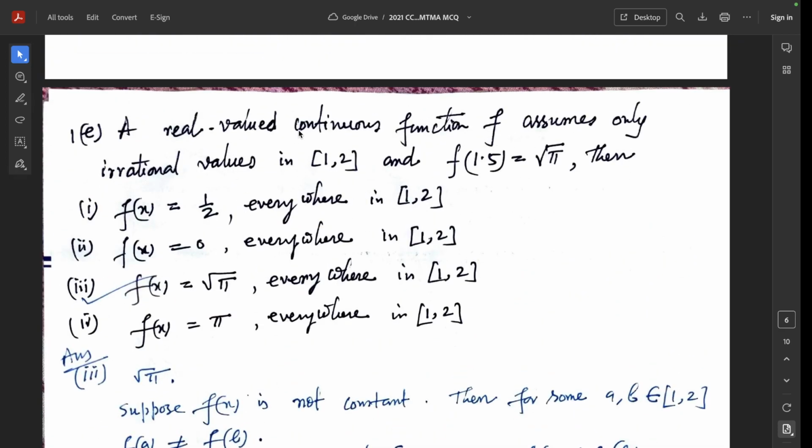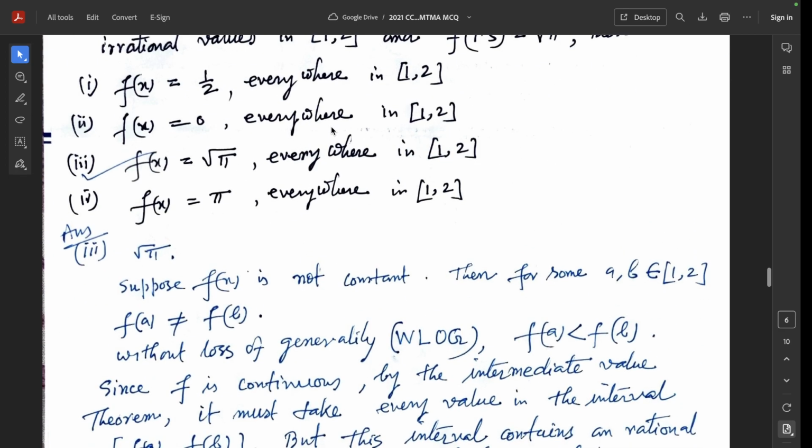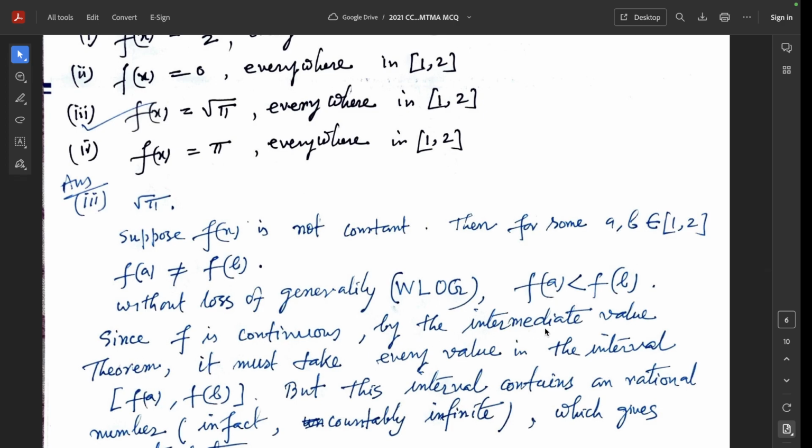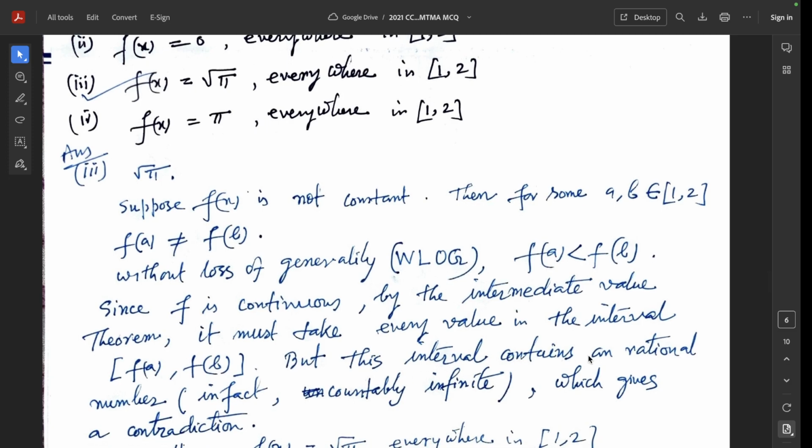And the question says f is a continuous function. So it must take every value in this interval. If f(a) is less than f(b), the intermediate value theorem states that f(x) must take every value within the interval [f(a), f(b)]. But this interval contains a rational number, which gives the contradiction.